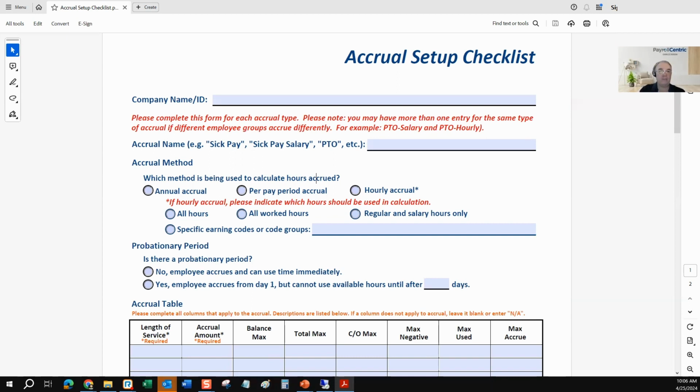Which method is being used to calculate hours accrued? Now you can do an annual one, you can do a per pay period accrual, you can do an hourly accrual, and if it's going to be an hourly one, you want to let us know which hours are going to be used to calculate that. For instance, do you want them, when they take bereavement or jury duty, to have those hours go towards their accrual? You can let us know about that.